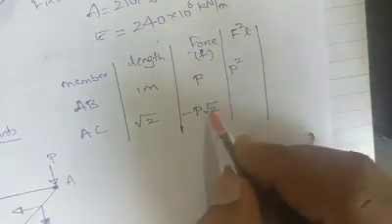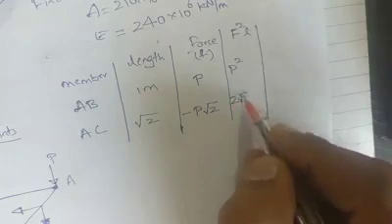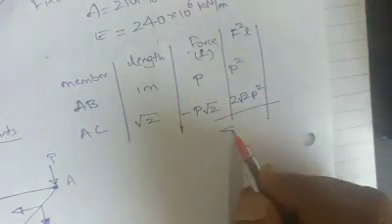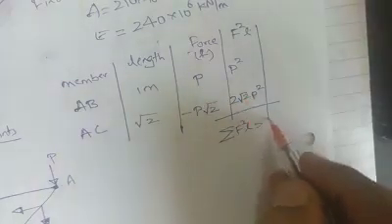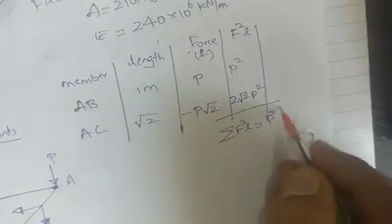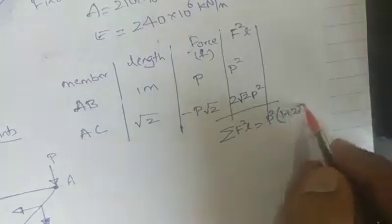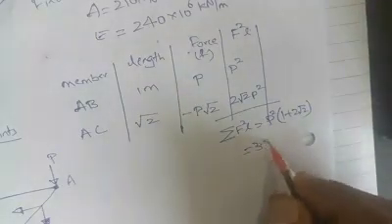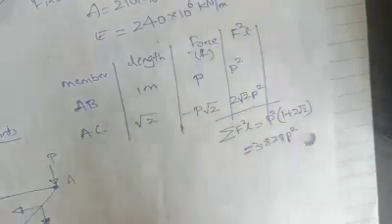P square into 2 root 2 will become 2 root 2 P square. Now what we have to do is the summation of F square L: this will become P square into (1 plus 2 root 2), which will become 3.828 P square. This is F square L.